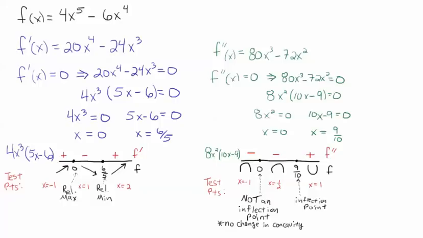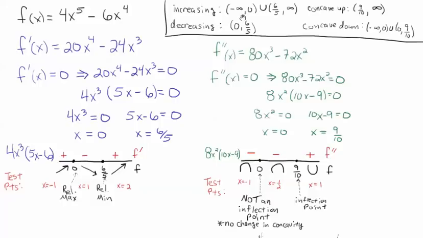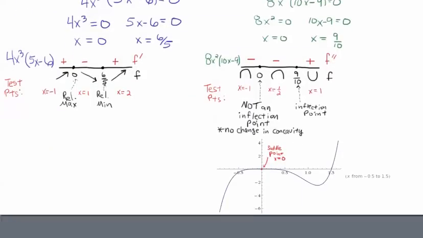All right, now we can summarize our result here. We have the intervals of increase are negative infinity to 0, 6/5 to positive infinity. Our interval of decrease is 0 to 6/5. We're concave up from 9/10 to infinity, and we're concave down from negative infinity to 0, and then from 0 to 9/10. Now, I did separate this interval. I can't go from negative infinity to 9/10 because I do have to still pull out the 0 because this point, even though it's not an inflection point, it's what we call a saddle point.